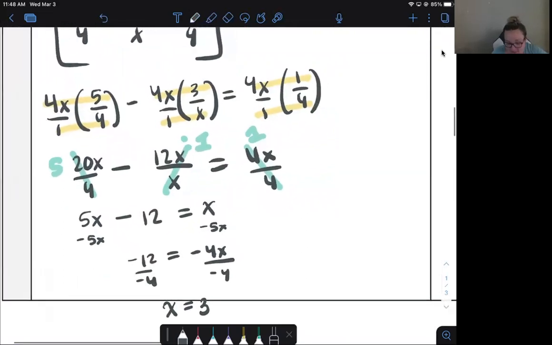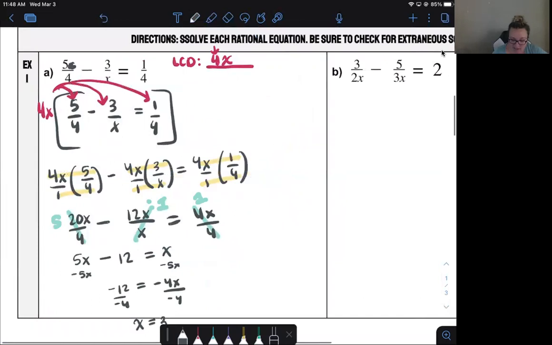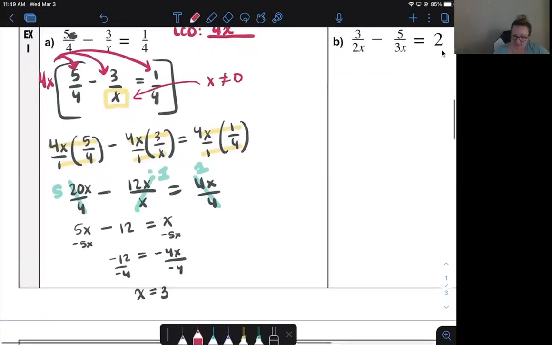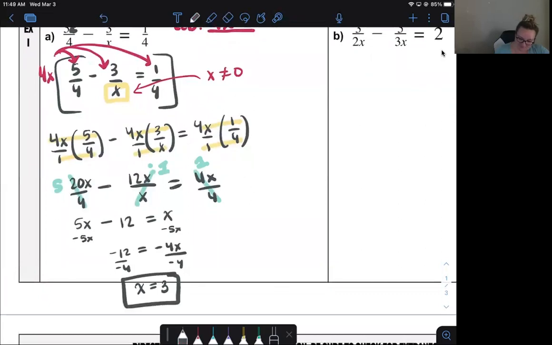Now, before I say that's my final answer, I need to double check that x is allowed to be 3. So I need to look back at my original equation. When I do that, I notice the only variable in the denominator is x. So the restriction on x from that would be x can't be 0. Well, for our final answer, we didn't get 0. We got 3. So x is allowed to be 3. So x equals 3 is our solution.